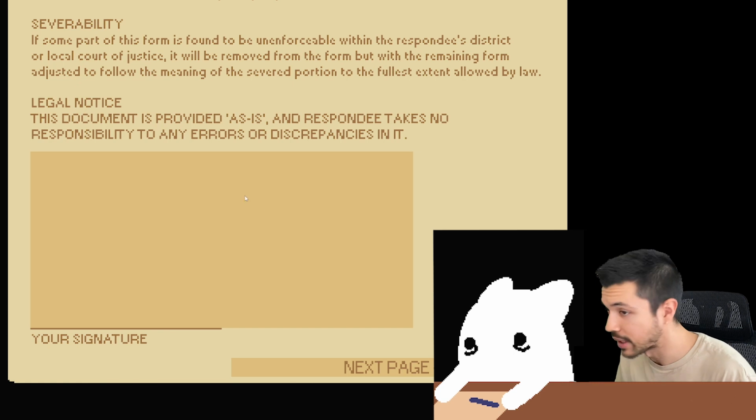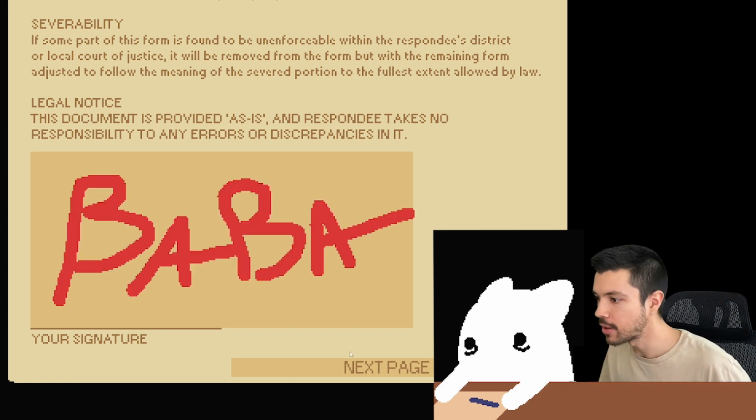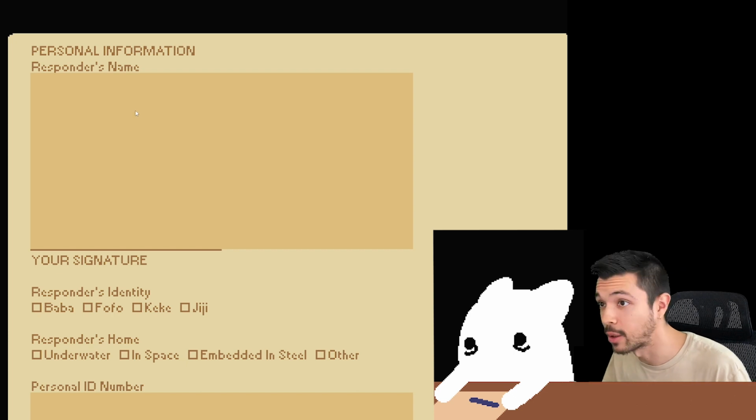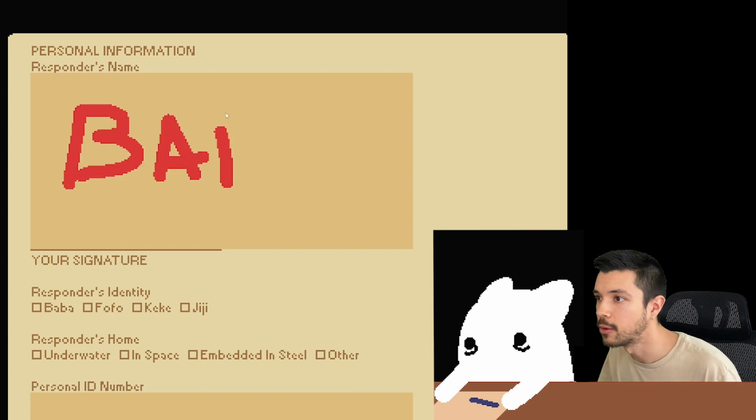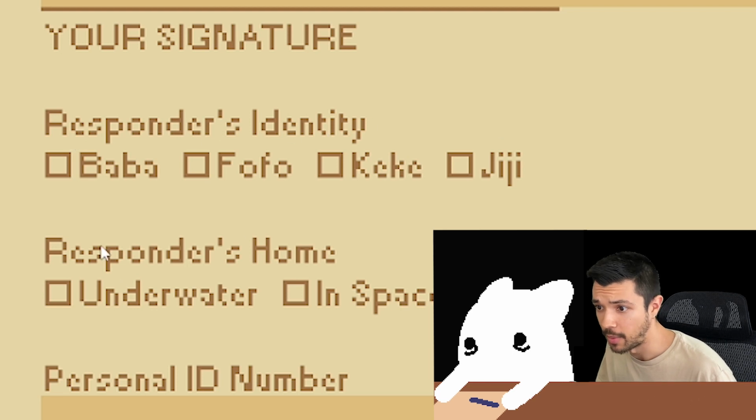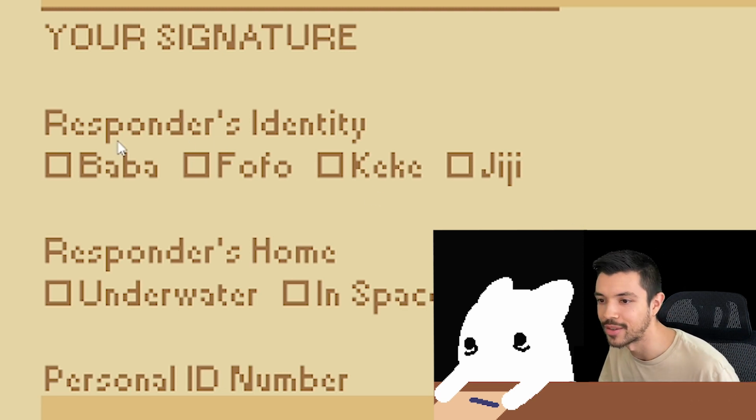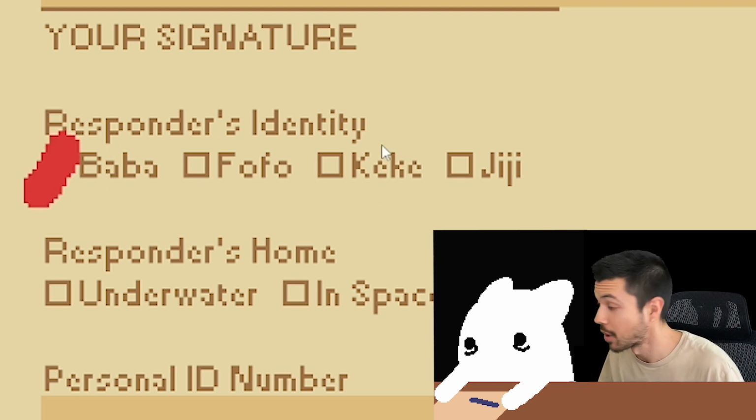This is the first spot where you gotta sign your name. I'll do that right here for you. You just write it right here. All right, let's go to the next page, huh? Personal information. Again, we're gonna hit it with Baba. That's you. And then here comes the multiple choice. Responder's identity, Baba, Fofo, Kiki, or Gigi. That's not rhetorical. I think this is an easy one. This is like the free space answer. I'm gonna just mark Baba right there, okay?